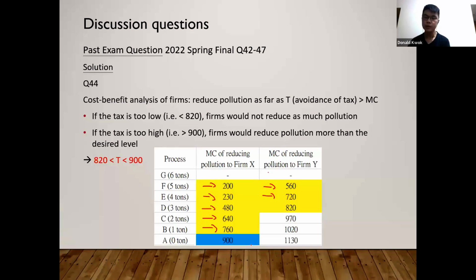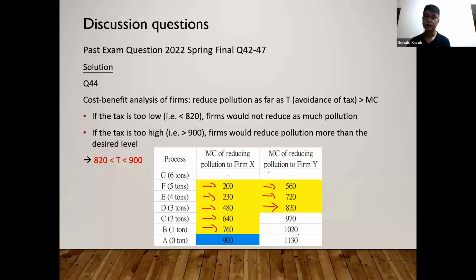As you can see, only 7 tons is reduced if the tax is 800, and it has not yet reached the target. And specifically, if it would like to reduce 2/3 of sewage discharge, which is reducing 8 tons of emission, then the tax has to be at least 820, such that 8 tons will be reduced in total.